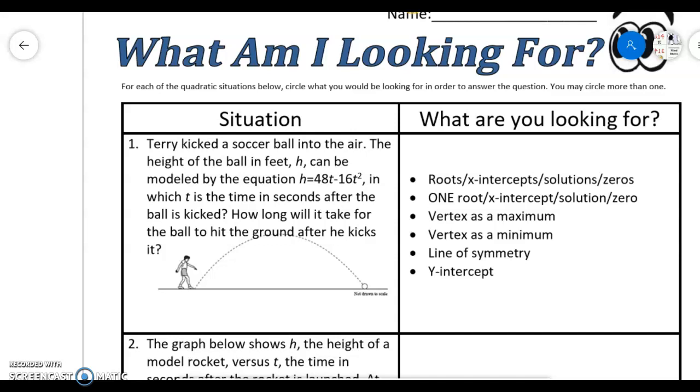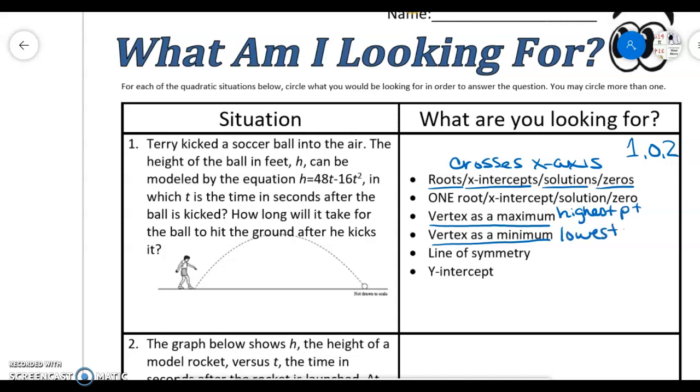Before break, we were talking about all the different vocabulary that went along with quadratic functions. We talked about roots being our x-intercepts, our solutions, our zeros. This is where it crosses the x-axis. Sometimes there is one root, sometimes there is no root, sometimes there are two roots. We also talked about the max vertex and min vertex. This is our highest point on the graph, and this is going to be our lowest point on the graph.